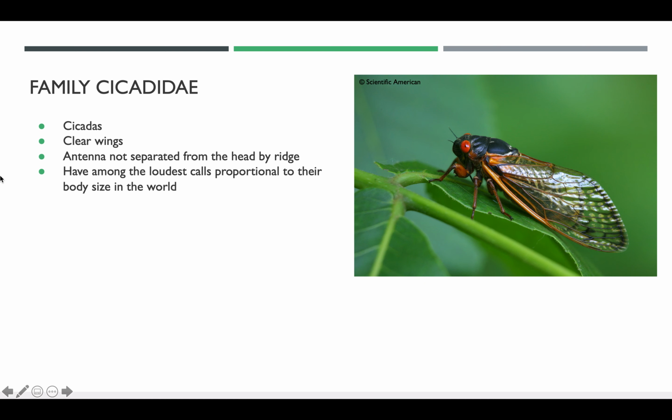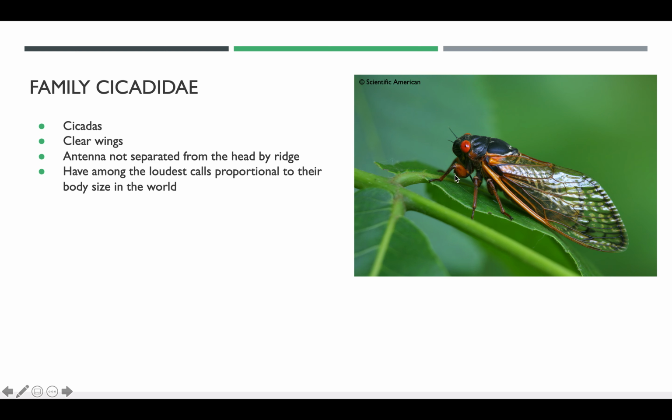All right, a last family of bugs. Another one, again, that doesn't quite look like bugs, and this is because its wings are fully membranous. So I mentioned that a few bugs will have fully membranous wings, and cicadas fall under that category.